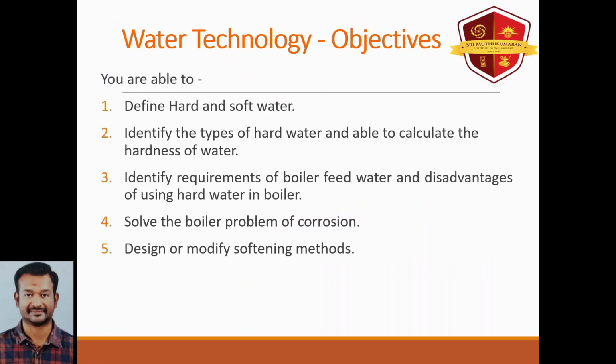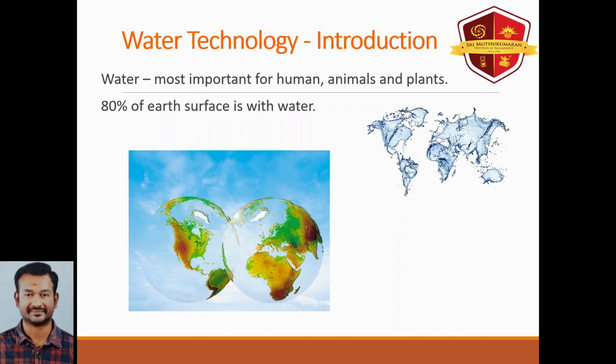Today we are discussing water technology. The objectives are: define hard and soft water, identify the types of hard water and calculate the hardness of water. Identify requirements of boiler feed water and disadvantages of using hard water in boilers. Solve the boiler problem of corrosion, and design or modify softening methods.